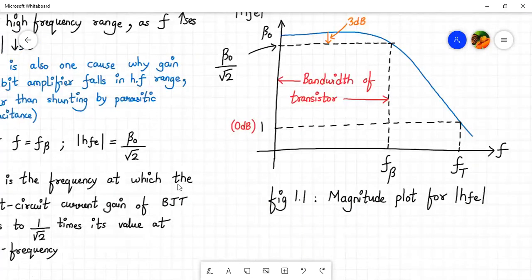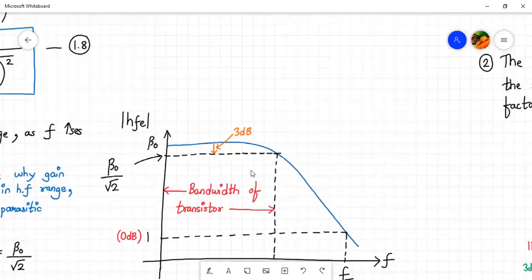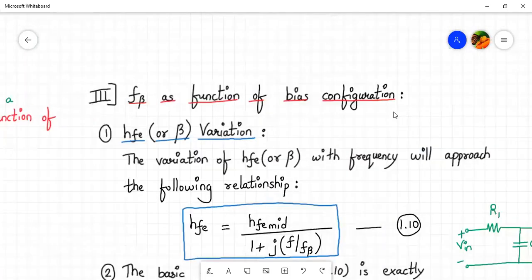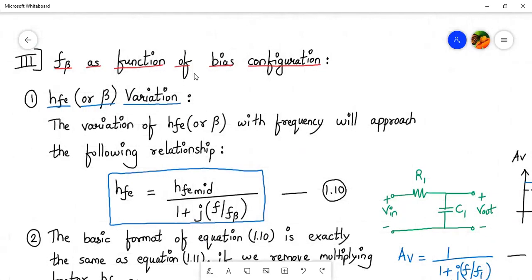Now we will see some more details about it. Let me go over here. We'll see how the beta cutoff frequency will behave as per the bias configuration. Okay, so we'll investigate the topic next of f beta as a function of bias configuration. We'll compare basically the common emitter configuration for a BJT and the common base configuration for an NPN BJT.